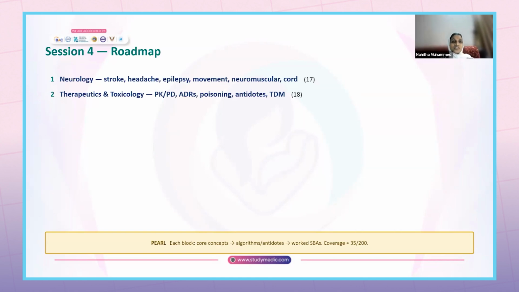Main topics are stroke, headache, epilepsy, movement and neuromuscular disorders, central cord disorders, that is spinal cord, and from therapeutics, adverse drug reactions, pharmacokinetics, dynamics, poisoning, antidotes, therapeutic drug monitoring.